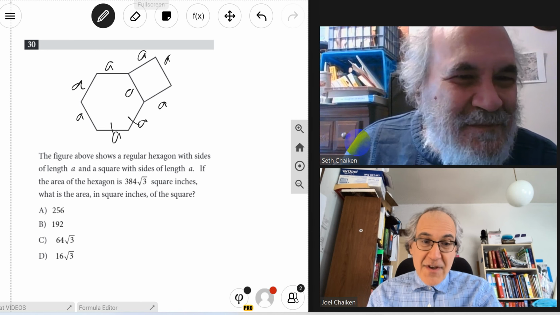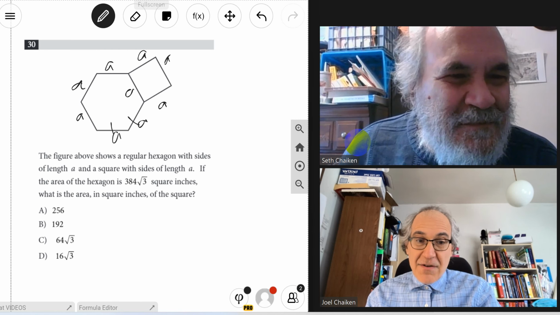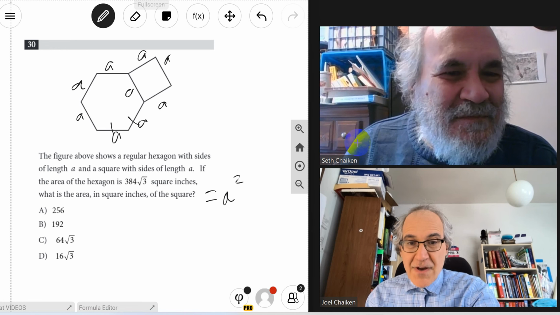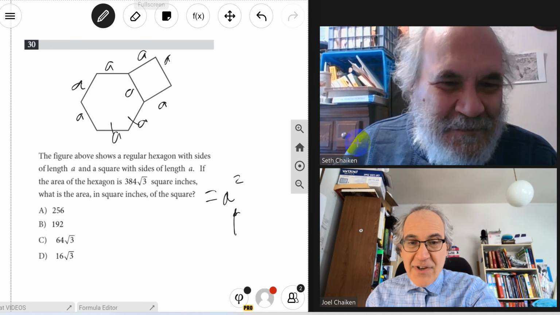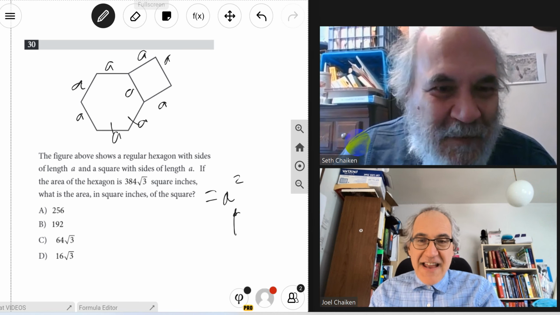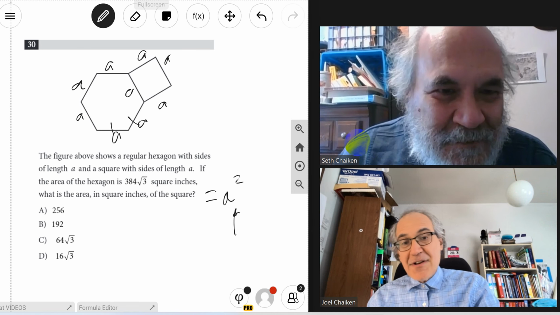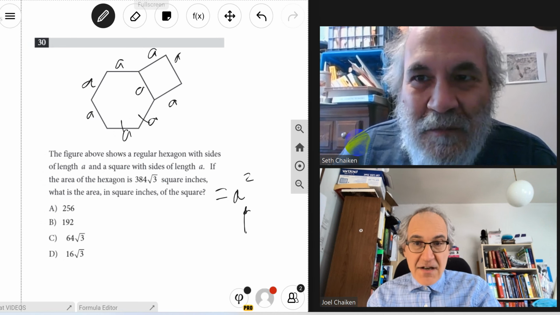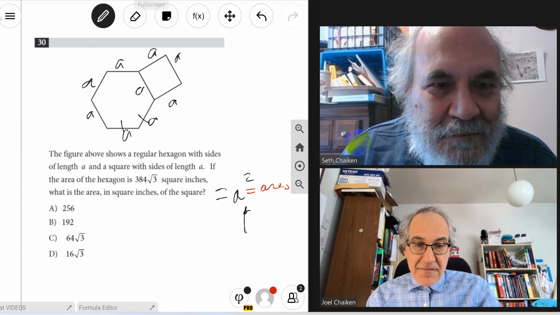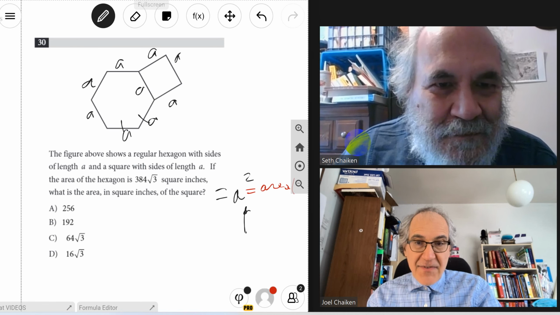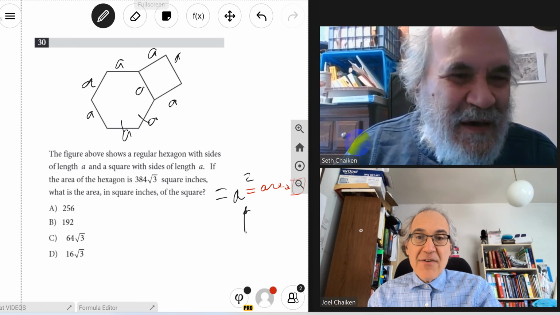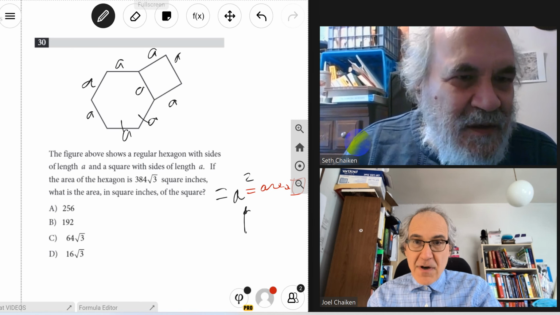of the square? So this is geometry. Let's do it backwards. The area of the square is A squared. So if we know A, then we are done with the problem. Now it comes down to, given the area of a hexagon, what is the side of the hexagon? It would be really nice if we had the formula for the area of a hexagon. I don't think they give it to you on the SAT.